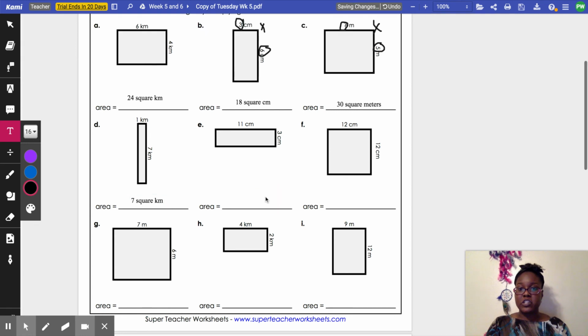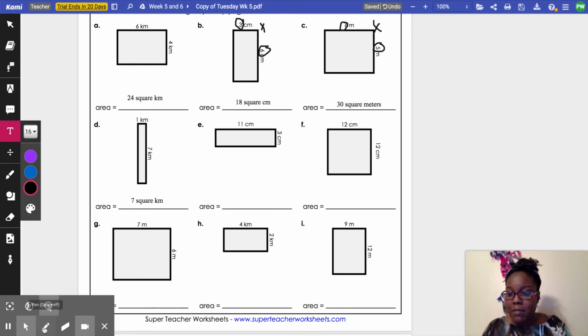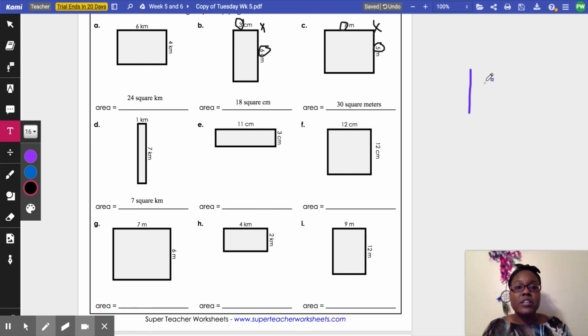Or kilometers, however you want to say it. 3 multiplied by 11. I get to show off my multiplication skills. So this is 2-digit by 1-digit multiplication. My students know they're 11s, but I'm going to show it to you by doing the standard algorithm.